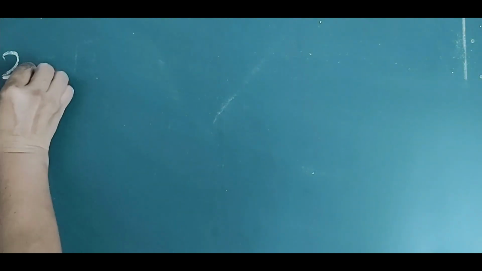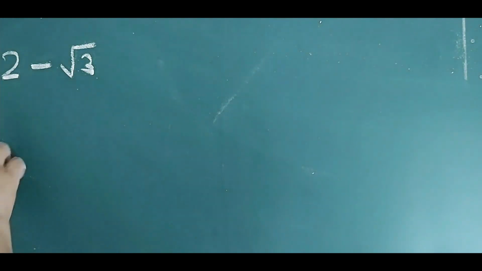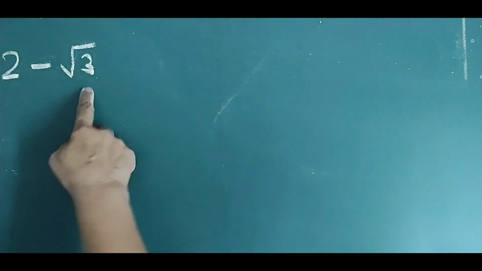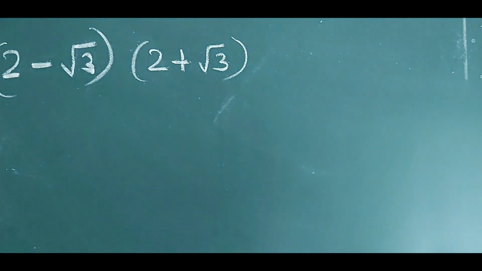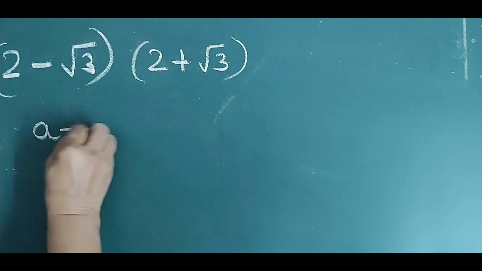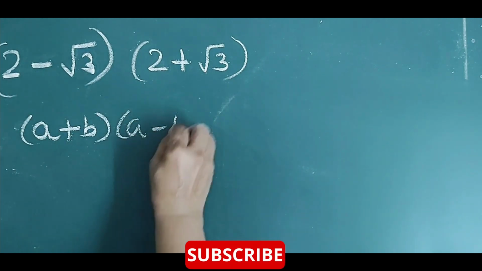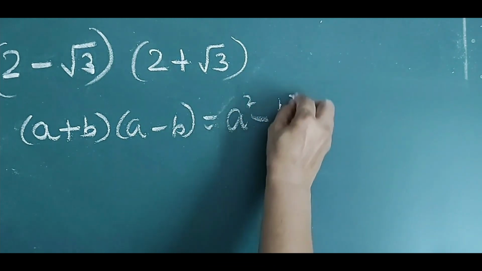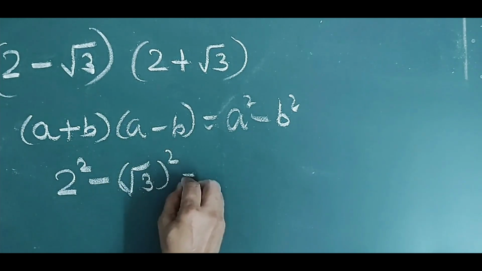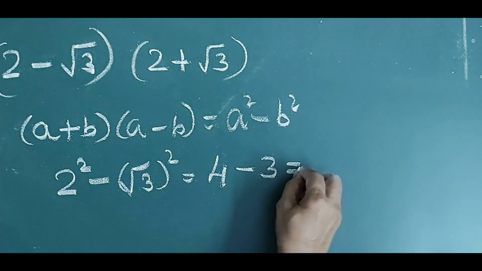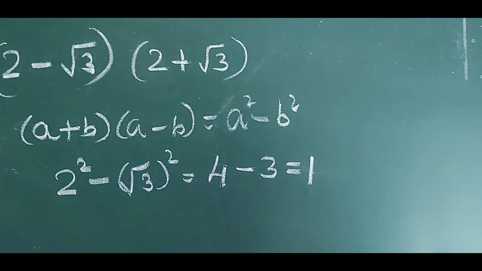Let us see another example. 2 minus root 3. 2 minus root 3 is an irrational number having two terms, 2 and minus root 3. To rationalize 2 minus root 3, we have to multiply it with its conjugate, that is 2 plus root 3. And we know this is in the form of the third identity, that is a plus b into a minus b, which is equal to a square minus b square. So, this can be written as 2 square minus root 3 the whole square, which is equal to 4 minus 3, that is equal to 1. And we know this 1 is a rational number.